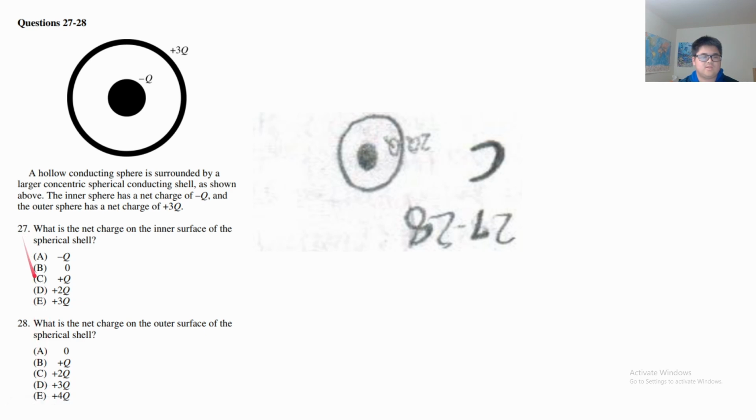The answer to question 27 is plus Q and 28 is plus 2Q. Q and plus 2Q add up to plus 3Q, which is the net charge. I think it's pretty self-explanatory. I don't need to go over why.